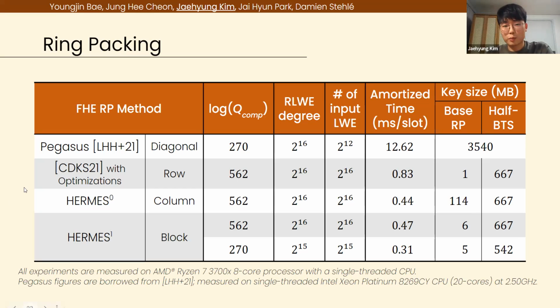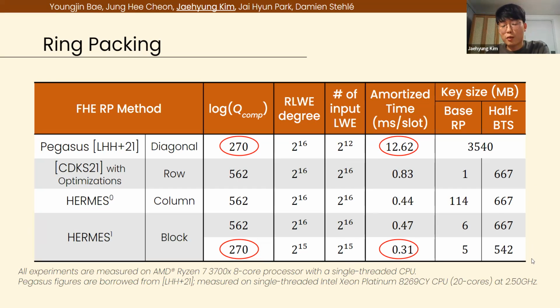In this table, I first want to point out the comparison between Pegasus and Hermes 1. Pegasus basically used a modulus Q comp of 270 bits. So we constructed a parameter with Q comp of 270 bits and compared the ring packing throughput. In terms of amortized time, our method was approximately 40 times faster than Pegasus. Note that we actually use a smaller ring degree because we were able to optimize a little bit more. And also note that Pegasus only provided implementation up to 2 to the 12 input LWE ciphertexts, so it's also a little bit different.